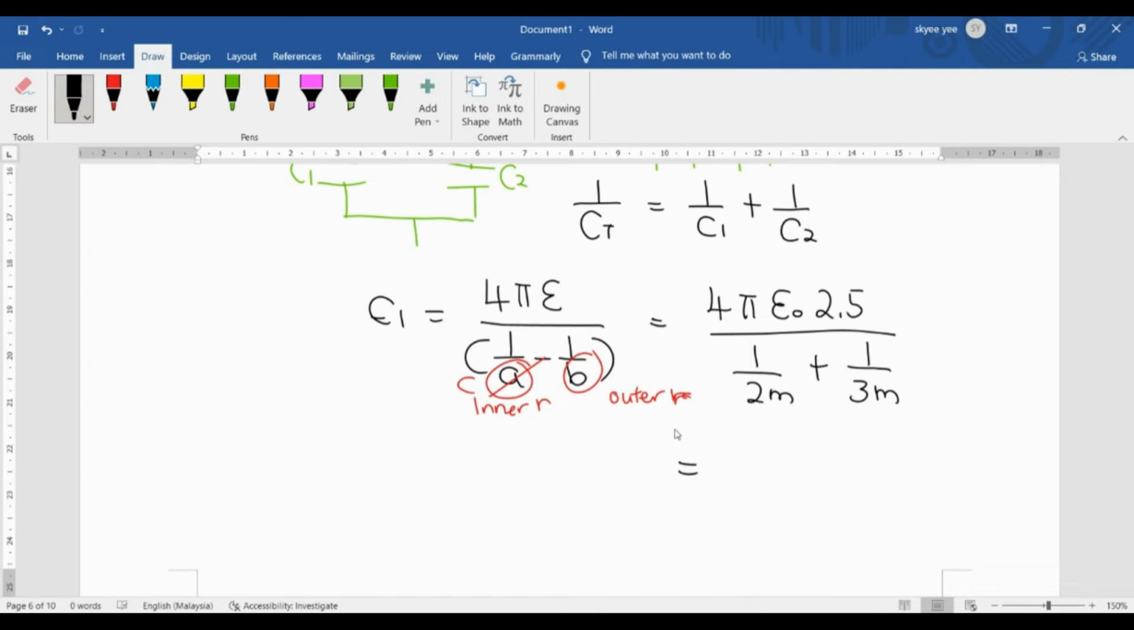You have to include the milli. So this is 0.33 pico. Alright.